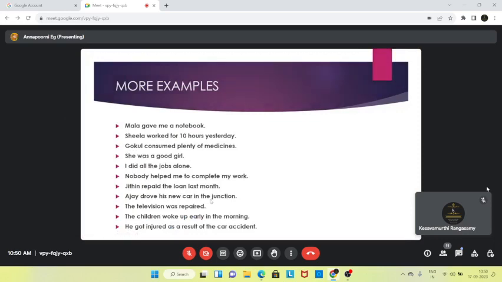Okay. The television is the subject, ma'am. Was is the verb. Repaired is the object. One small correction, Kavini. The television is the subject, okay. Was repaired, they both will be verbs. Repaired is a verb. Repair, repairing is a verb.